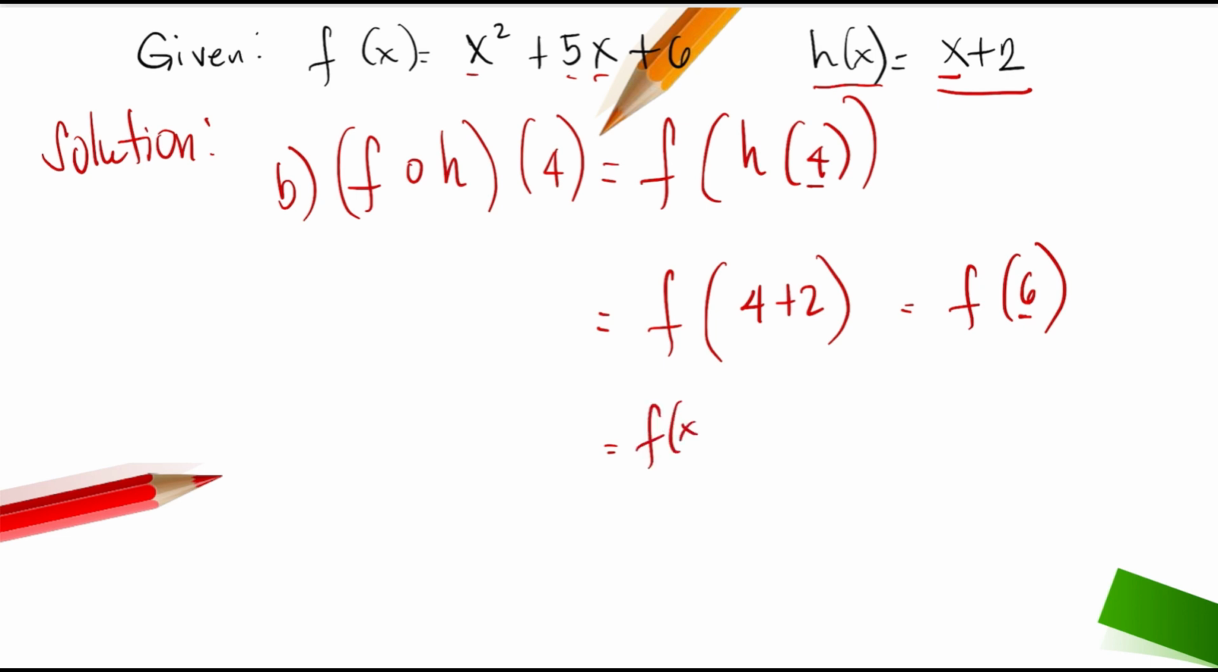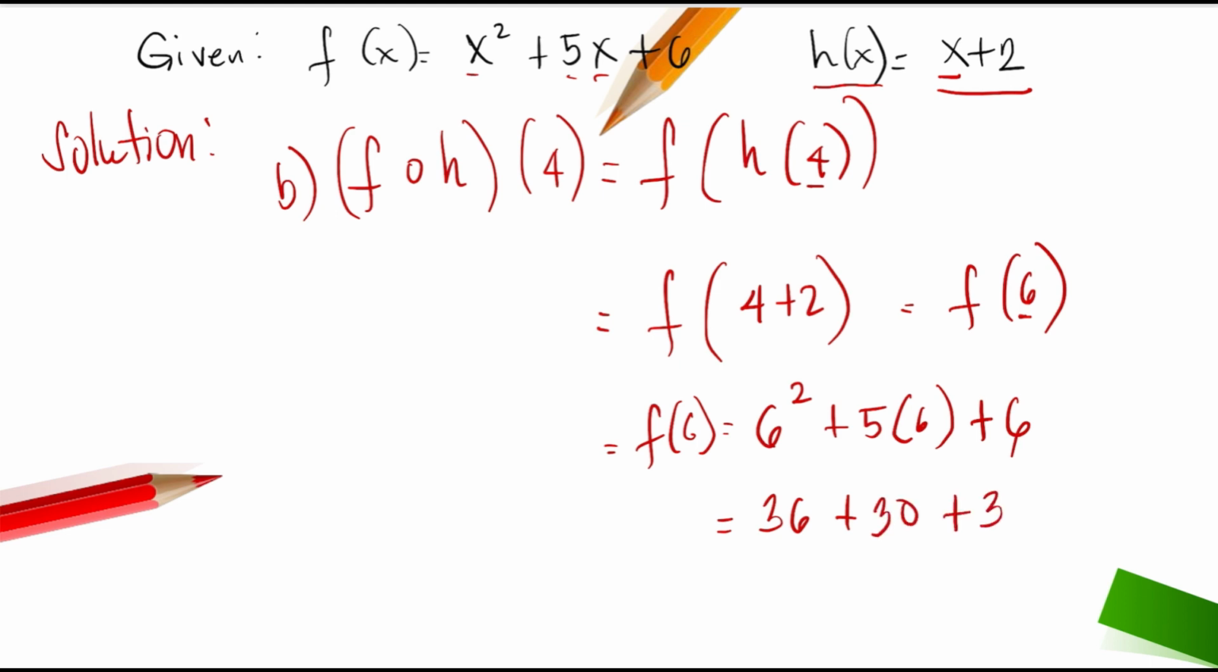Then 6 is the replacement value now of x in the f(x) function. That is f(6) is equal now to 6 squared + 5 times 6 + 6. Simplify 6 squared, that is 36. 5 times 6 is 30, plus 6. Combining the 3, we have 72. And that is now the composite (f∘h)(4). Okay?